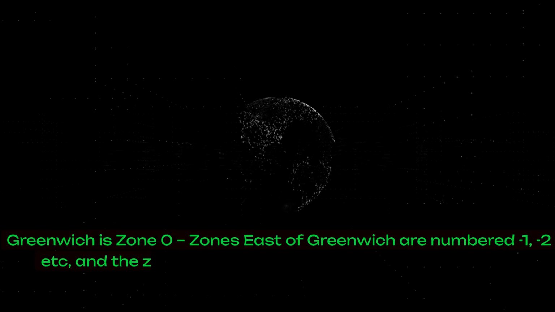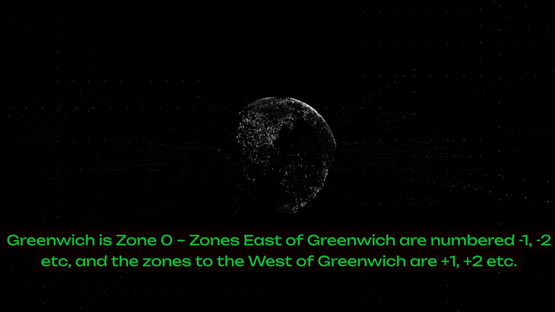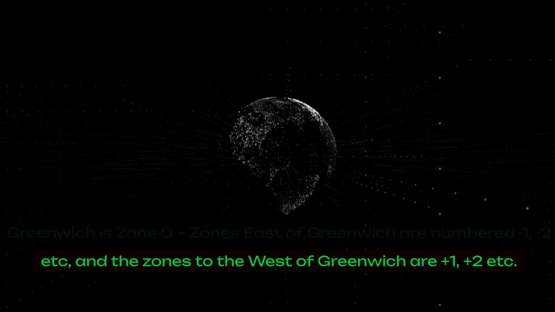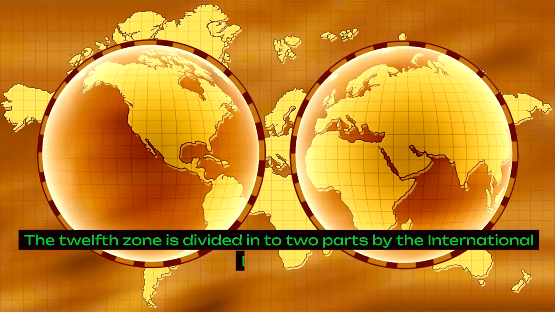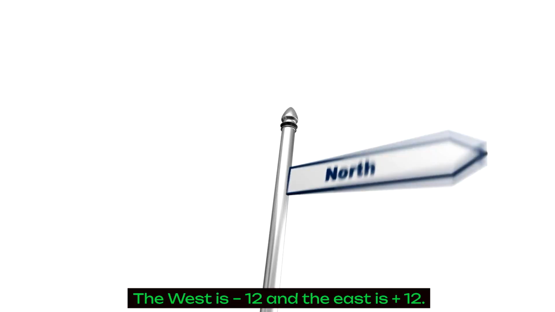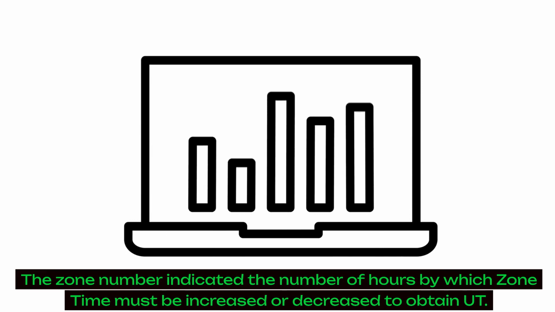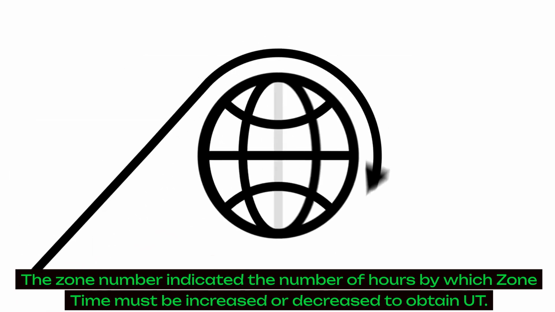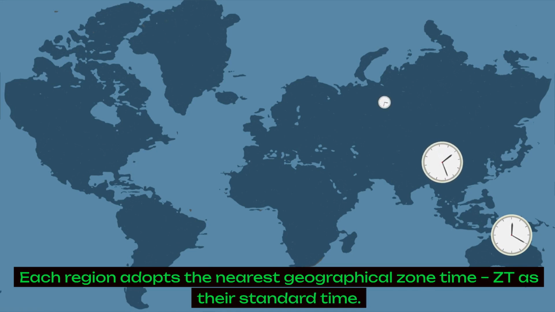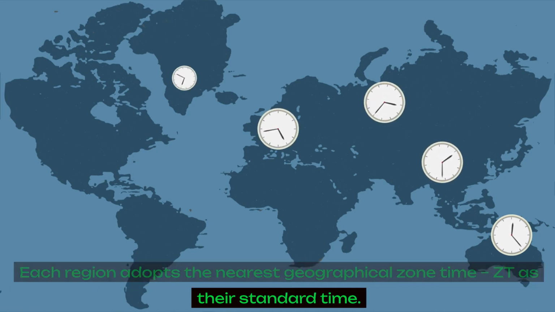Greenwich is Zone 0. Zones east of Greenwich are numbered -1, -2, etc., and the zones to the west of Greenwich are +1, +2, etc. The 12th zone is divided into two parts by the international dateline. The west is -12 and the east is +12. The zone number indicates the number of hours by which zone time must be increased or decreased to obtain UT. Each region adopts the nearest geographical zone time, ZT, as their standard time.